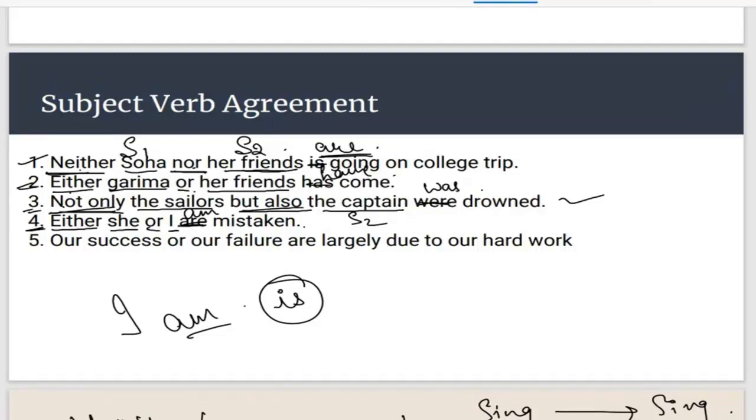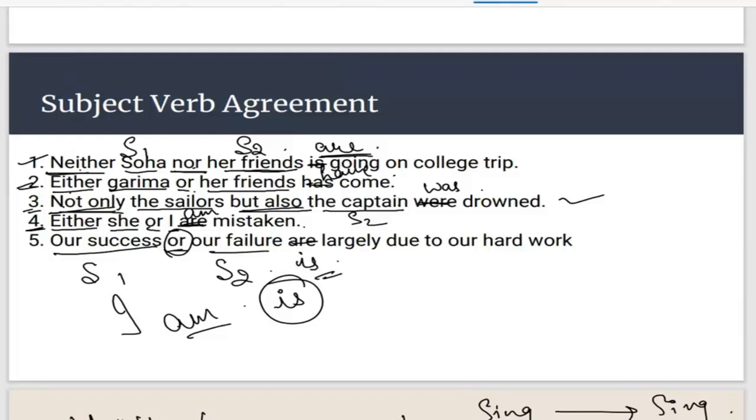Here either has not been used, but or has been used. So you will be applying a similar rule in sentence number 5 also. Very good. So here the first subject is our success, the second subject is our failure, connected with or. Then the verb used will agree according to the second subject. The second subject is singular, so a singular verb will be used, so are will be replaced with is.